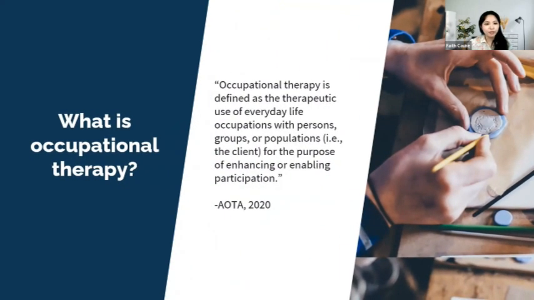According to the American Occupational Therapy Association, occupational therapy is defined as the therapeutic use of everyday life occupations with persons, groups, or populations for the purpose of enhancing or enabling participation. So as a health profession, our goal is for our clients to achieve health, well-being, and participation in life. And the way that we do that is engaging them in their valued occupations. So occupational therapy intervention focuses on creating or facilitating opportunities to engage in occupations that lead to participation in desired life situations. We'll talk more about how assessment and management goes towards the end of this presentation. Let's look first at some important terms from the WHO so that we can understand this definition better.